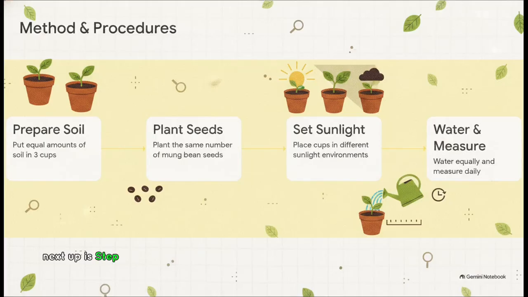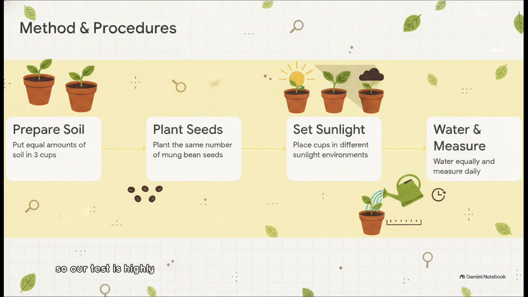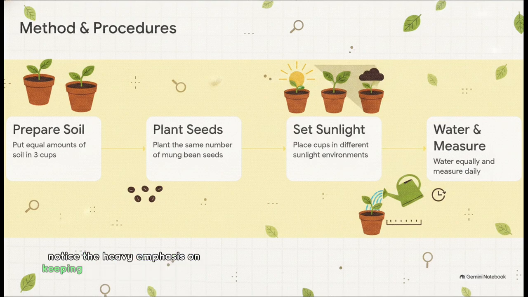Next up is Step 3, which involves creating our method or procedures. This literally means writing down our actions in a strict, ordered list, so our test is highly reliable. Anyone should be able to pick up your procedure and replicate your experiment perfectly. We're putting soil in 3 cups, planting the same seeds, placing those cups in different sunlight conditions, and then watering them equally while measuring daily. Notice the heavy emphasis on keeping certain things the same and equal.